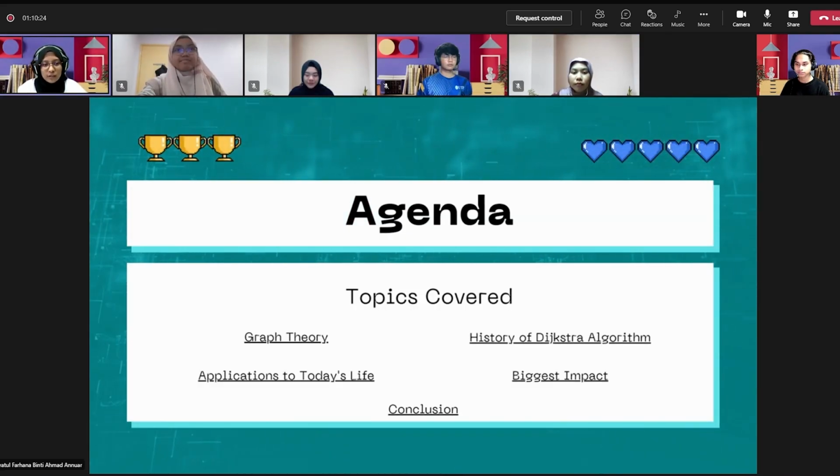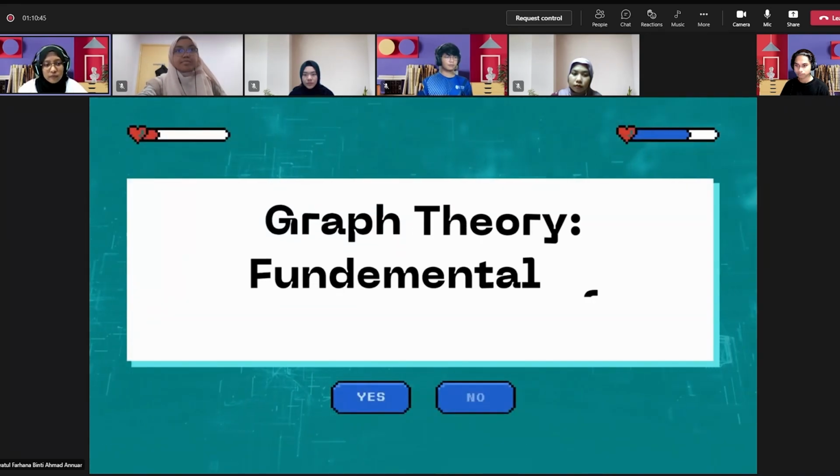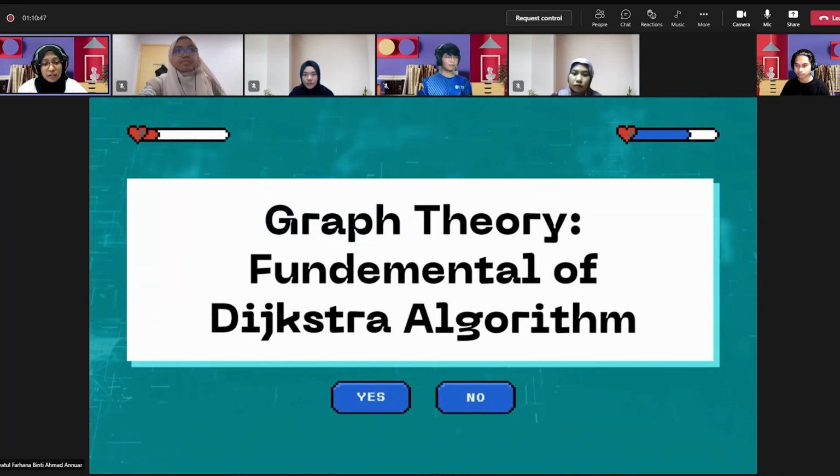The agenda for our presentation is to discuss these topics that are covered in our presentation, which are graph theory, the history of Dijkstra algorithm, its application to today's life, and the biggest impact of Dijkstra algorithm. At the end of this presentation, we will conclude everything. Next, we move on to the first topic, which is graph theory. So why graph theory? Because for Dijkstra algorithm, we need to know the fundamentals of the graph, which come from graph theory.